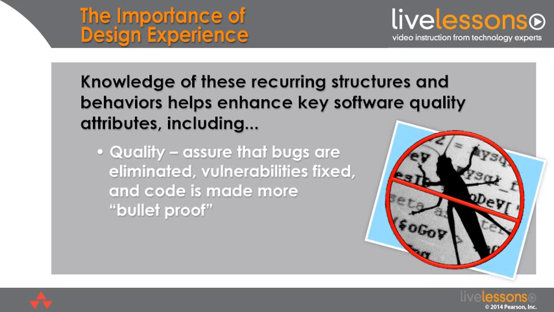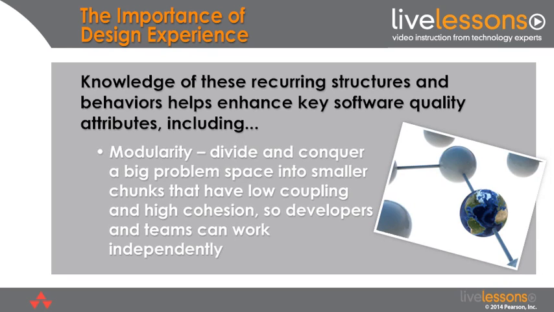Of course, quality is important to ensure that bugs are eliminated, vulnerabilities fixed, and the code becomes more hardened, bulletproof, and resilient. And naturally, another important quality attribute is modularity, which allows us to divide and conquer a big problem space into smaller chunks that have low coupling and high cohesion, so individual developers and teams can work together more independently and with less coupling on each other.